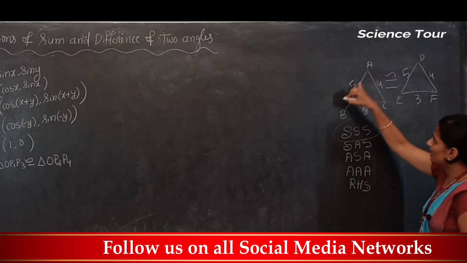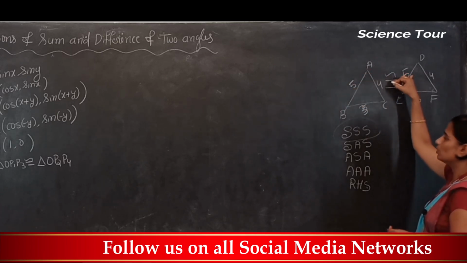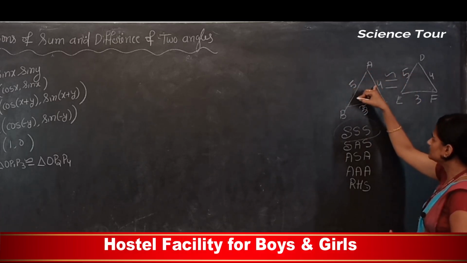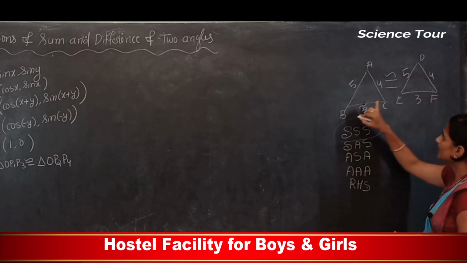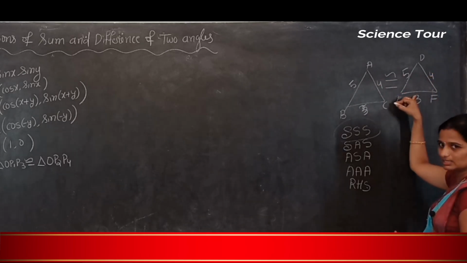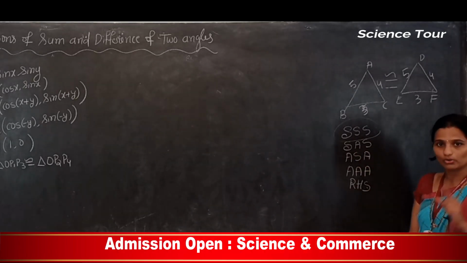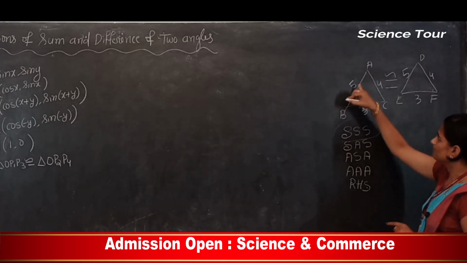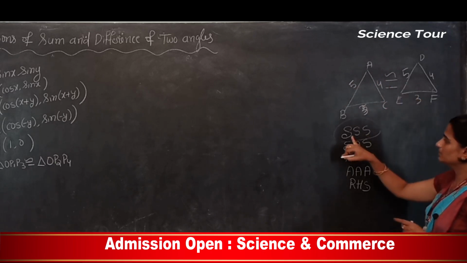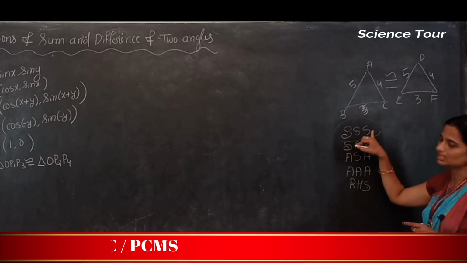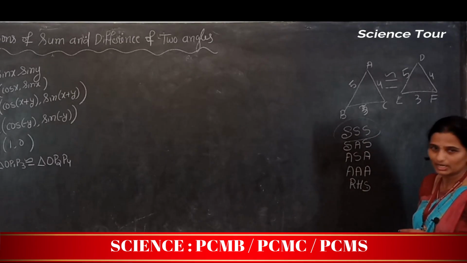So we can say that this side is equal to this side, and if this side is equal to this side and this side is equal to this side, then we can say that those two triangles are congruent triangles. Correct, no? That means all sides are equal, which postulate does it hold? It is the SSS postulate.